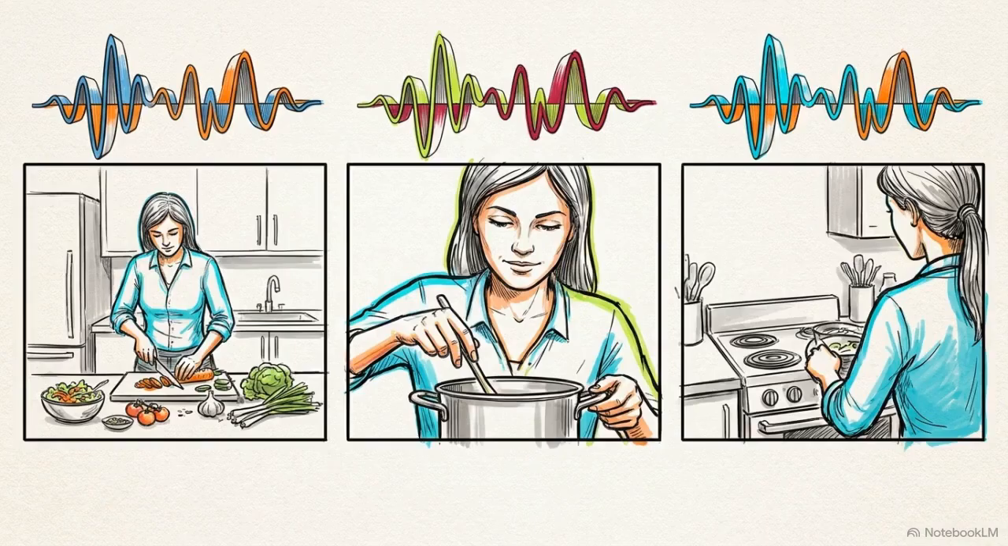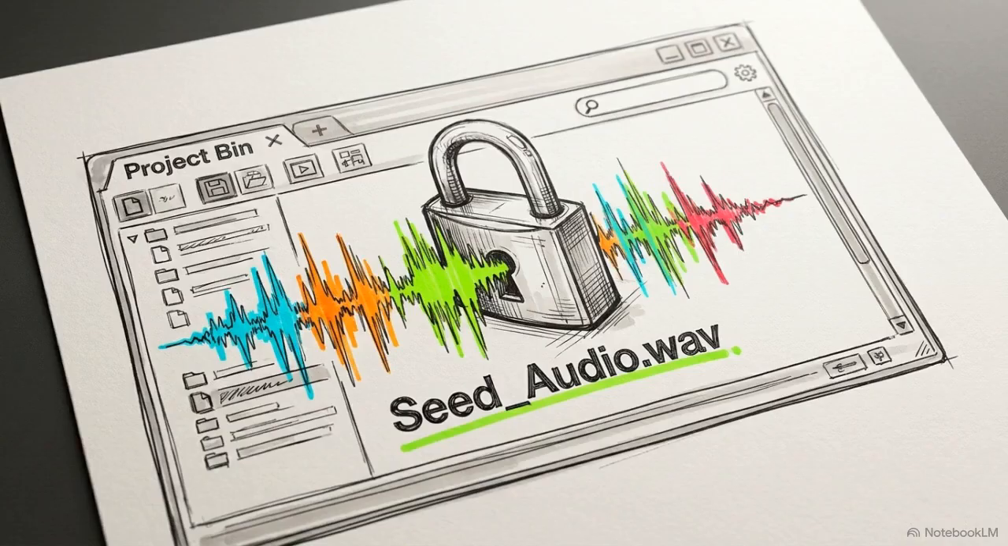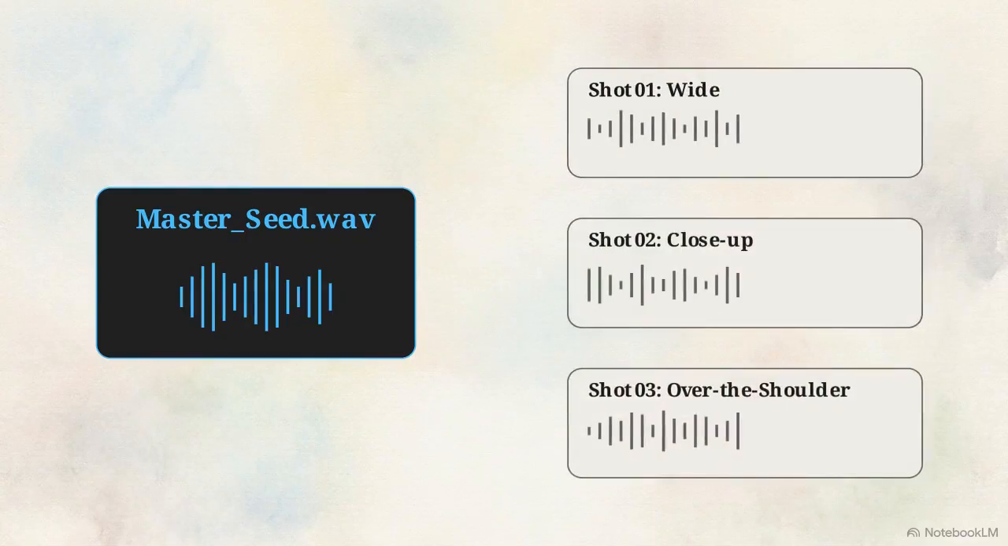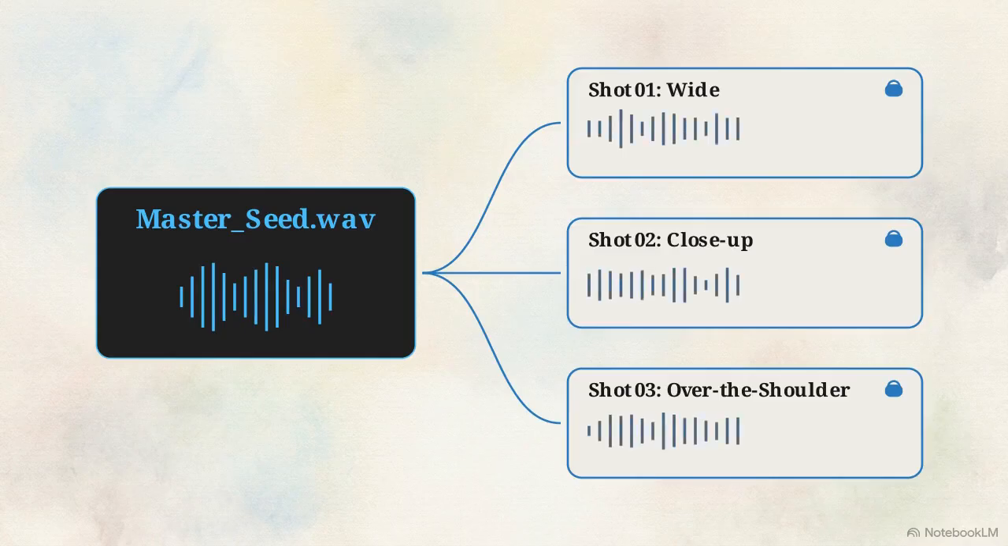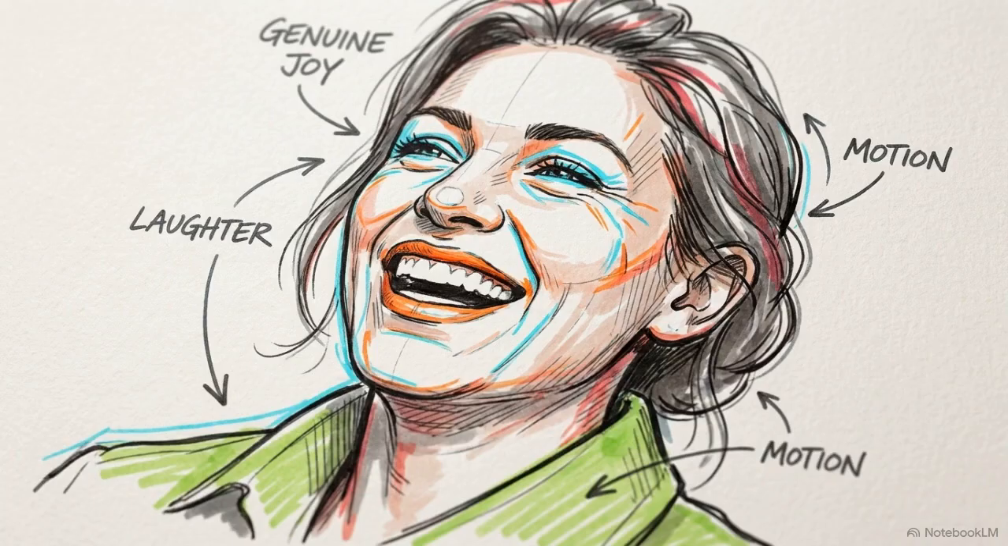But if you show that same character across multiple camera angles, generating one-off dialogue clips causes the voice to sound slightly different in every cut. To maintain strict voice continuity throughout a commercial sequence, you have to use seed audio. Seed audio acts as a master reference file. By attaching this exact audio file to every single video generation in your sequence, the character's voice stays locked in from start to finish. Consistency handles the technical side, but narrative storytelling requires actual emotional performance.